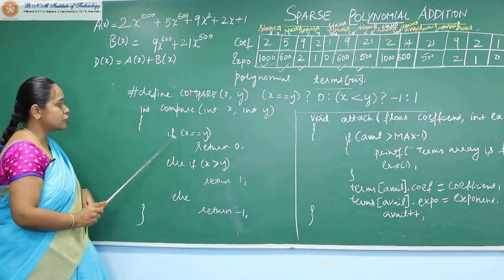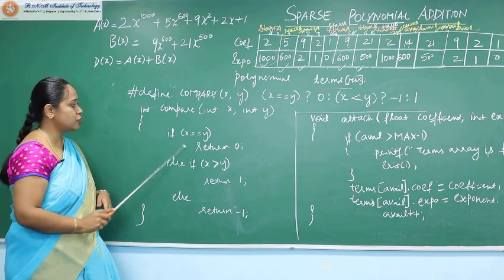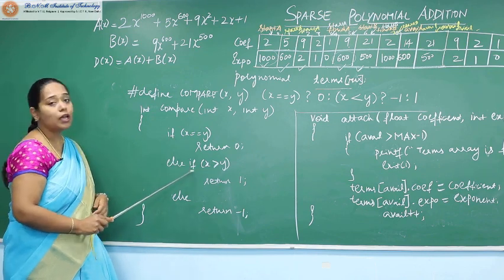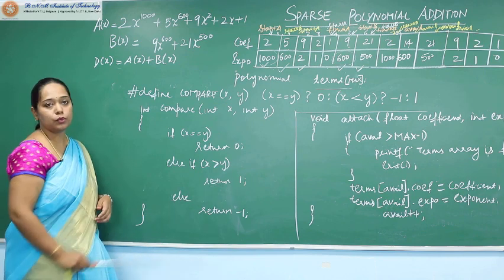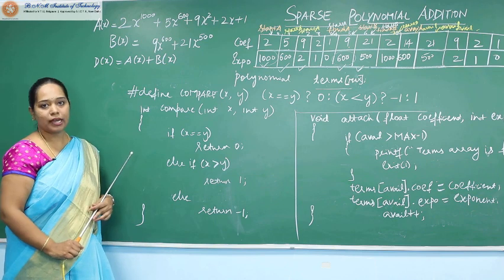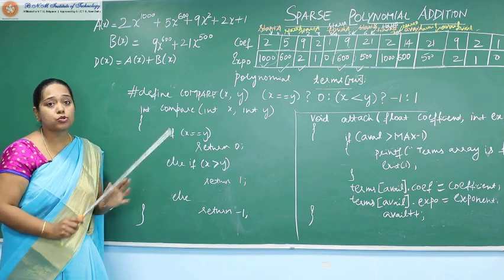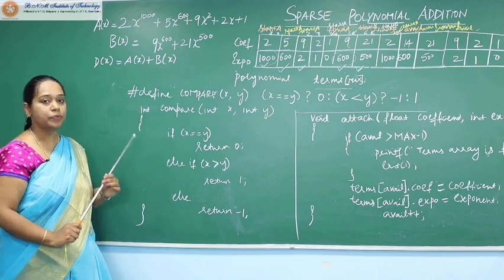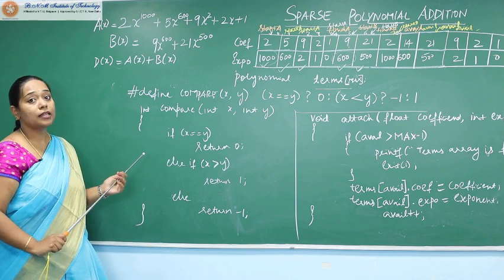If it's a function, I have an if, else if, and else condition. If x is equal to y, then return 0. If x is greater than y, then return 1. Else x is less than y, so return minus 1. Either of these two is okay to complete the definition of our p-add. Also, we need the support of the attach function.